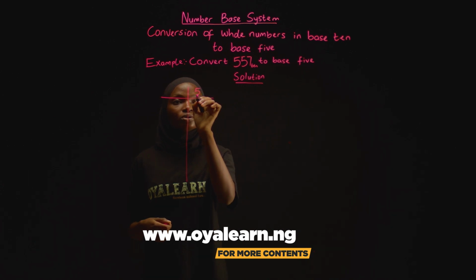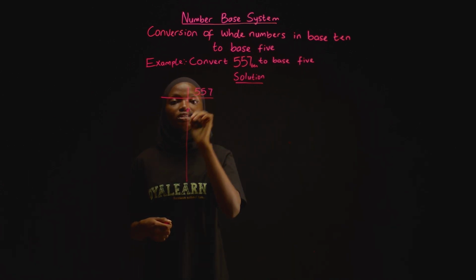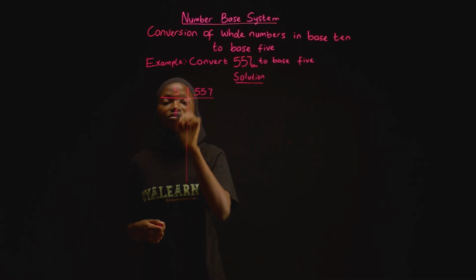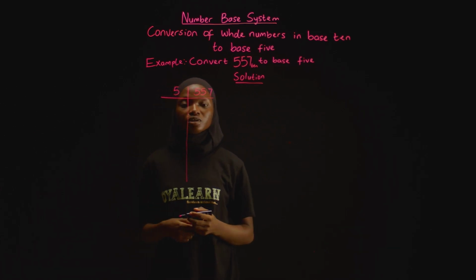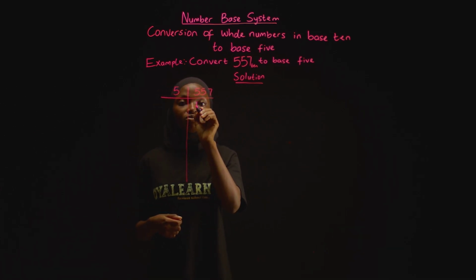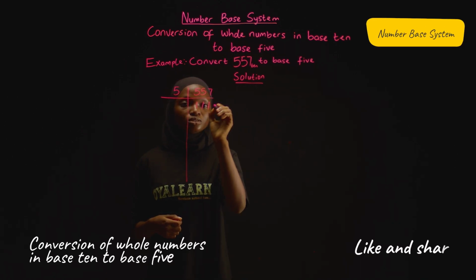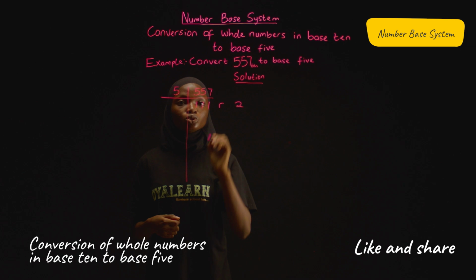We place our number here, 557. Then the base we are converting it to, 5, at the other side. Then we start dividing. 5 goes in 5, we have 1. 5 goes in 5, 1. 5 goes in 7, that's 1, remainder 2.